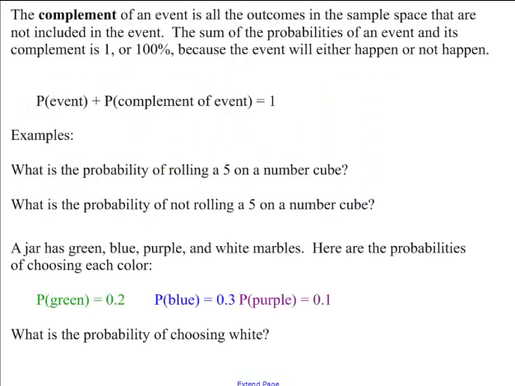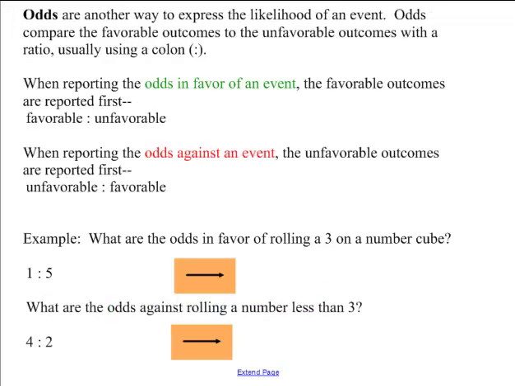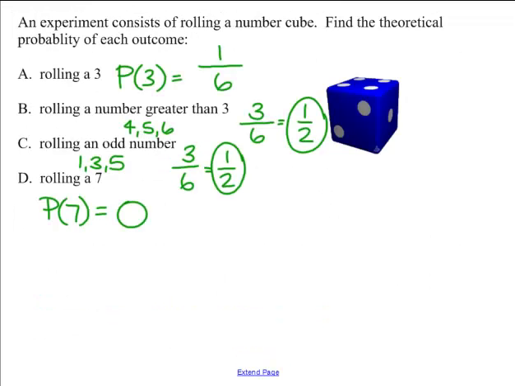When we figure out probabilities, it's also important to recognize the complement of an event. So the complement of an event is all the outcomes in the sample space that are not included in the original event. So if we go back to this problem, the probability of rolling a 3, the complement would be the probability of not rolling a 3. So rolling a 1, a 2, 4, 5, or 6.